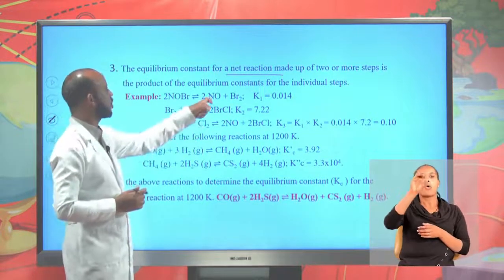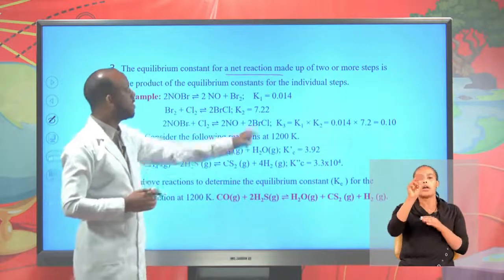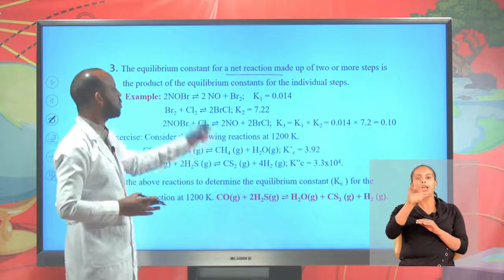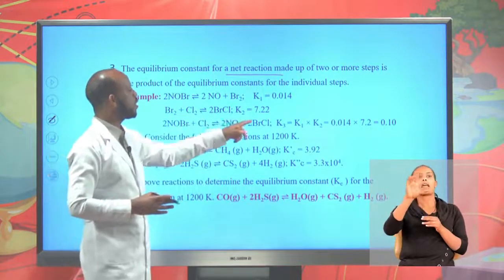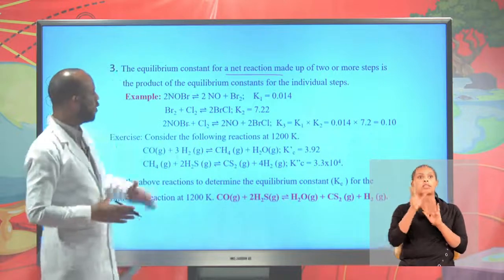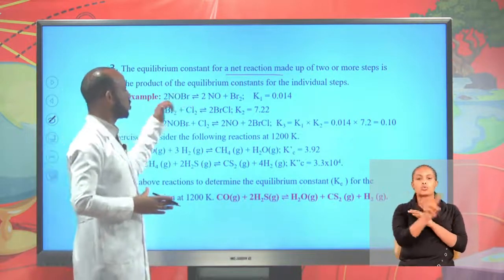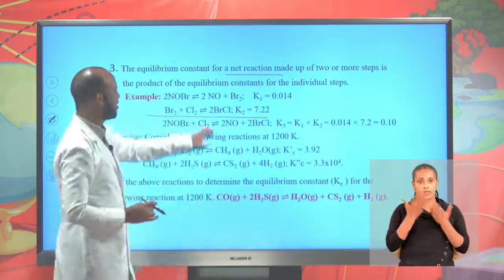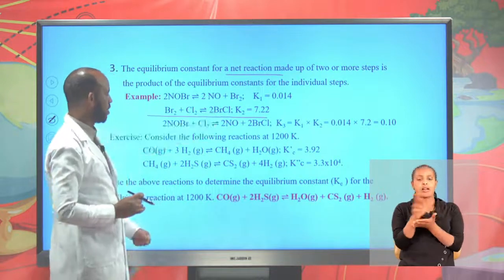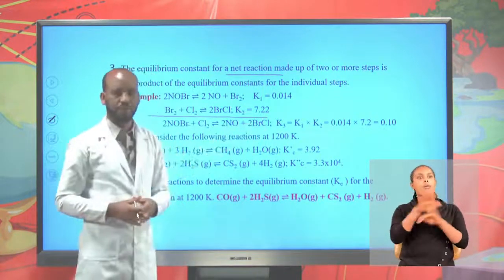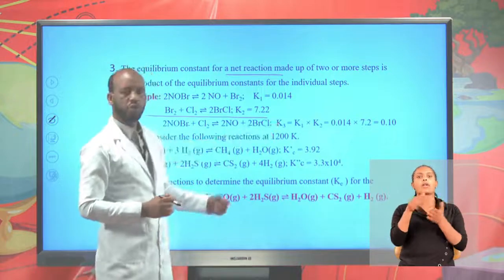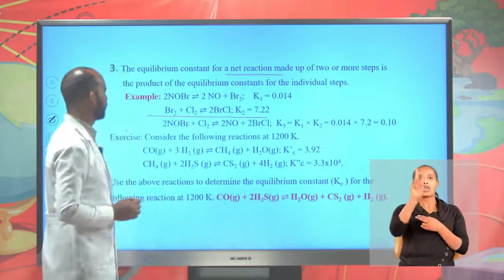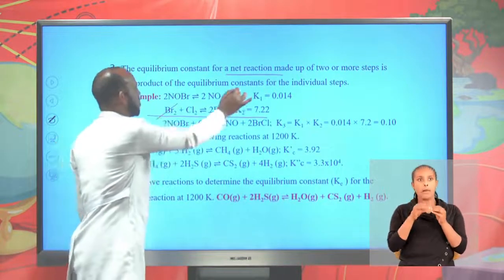NOBr in equilibrium with NO plus Br2, K1 is 0.014. Br2 plus Cl2 in equilibrium with 2BrCl, K2 is 7.22. Now, these two reactions add up to give this overall reaction. The overall K, which is K3, equals K1 times K2. Yes, Br2 will be cancelled by Br2.